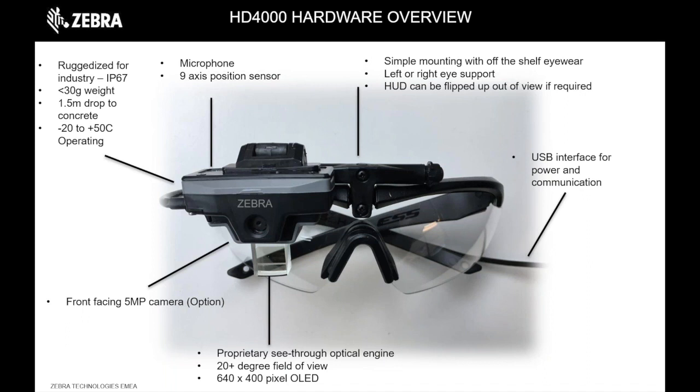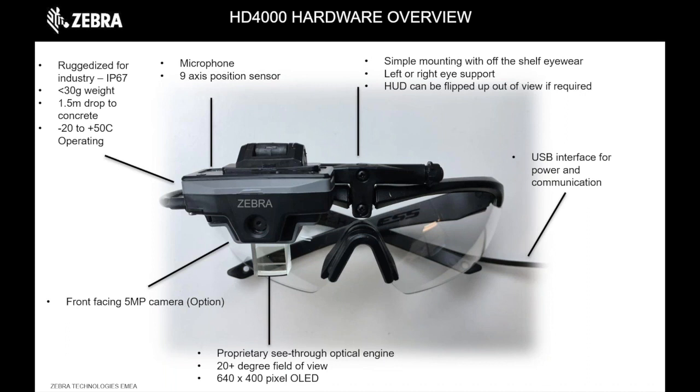Okay, hello everybody. My name's Ian Hatton. I'm a pre-sales consultant on enterprise mobile computing products for Zebra EMEA. And basically the first slide is really an overview of the hardware in case you haven't seen it already. It's the HD4000, also known as the HUD, which stands for Heads-Up Display. It's basically a single display. You can see at the bottom there, it's a 640 by 400 pixel OLED display. So it sits in front of either your left or right eye, depending on which is most comfortable for you. Most people have a dominant eye, and you would have to position the display in front of your preferred eye.